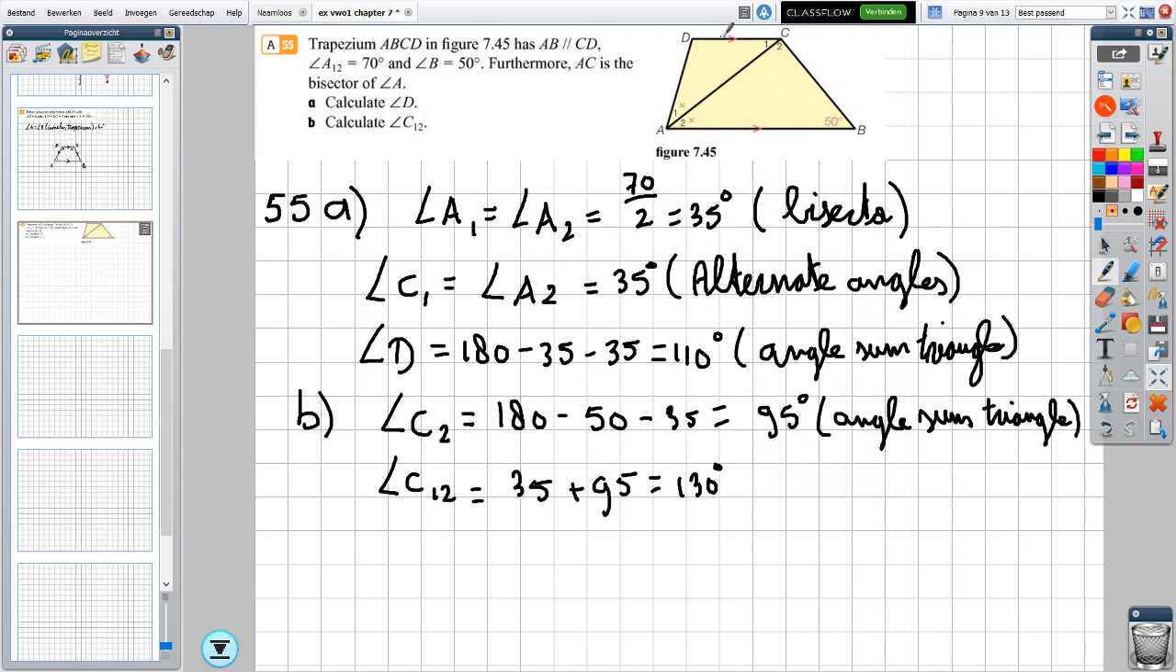Okay, so remember, if you see any parallel lines given, remember to be on the lookout for, in this case, alternate angles, but you will see in theory D that sometimes we're also searching for the other corresponding angles. Good luck with the exercises.